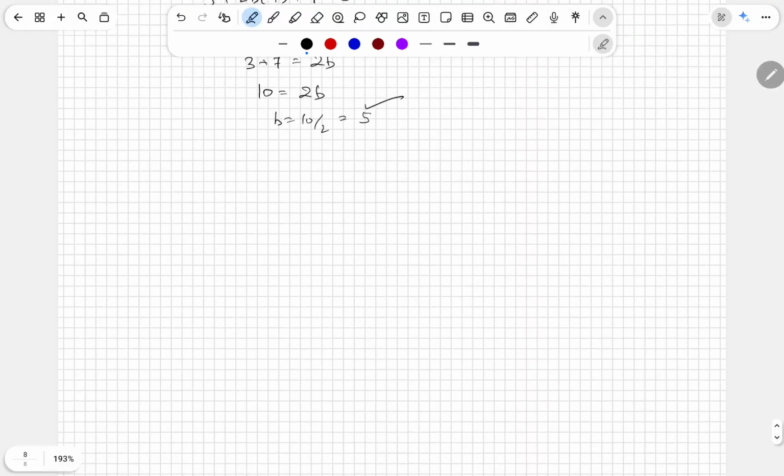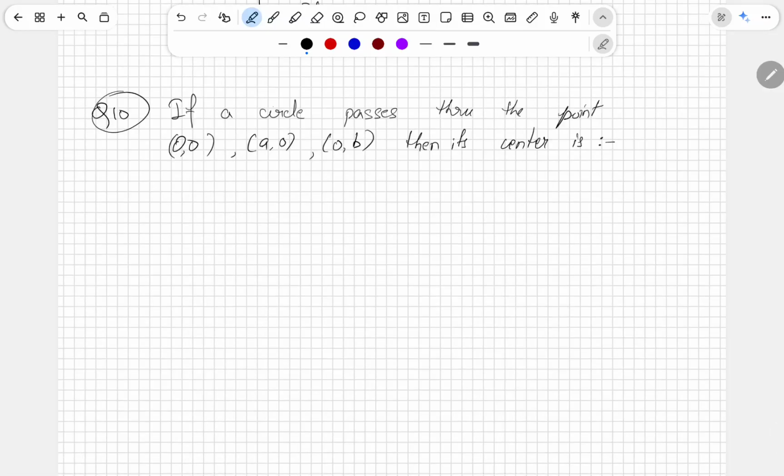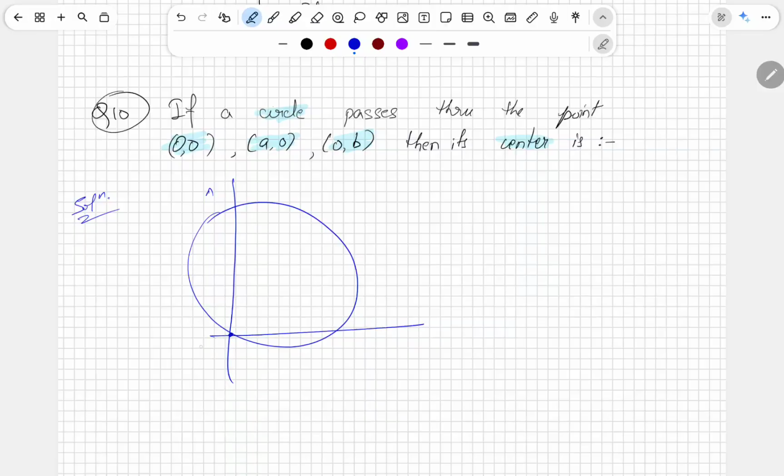Okay guys, let's move forward to the next question, which is question number 10. Okay, so I've written down the question. Let's read it together. If a circle passes through the point (0, 0), (a, 0), (0, b), then its center is located at. Okay, first I'll help you visualize the question. This is my circle and the circle is passing through origin, that is (0, 0). Then there is a point on x-axis, that is (a, 0). Then there is a point on y-axis, that is (0, b).